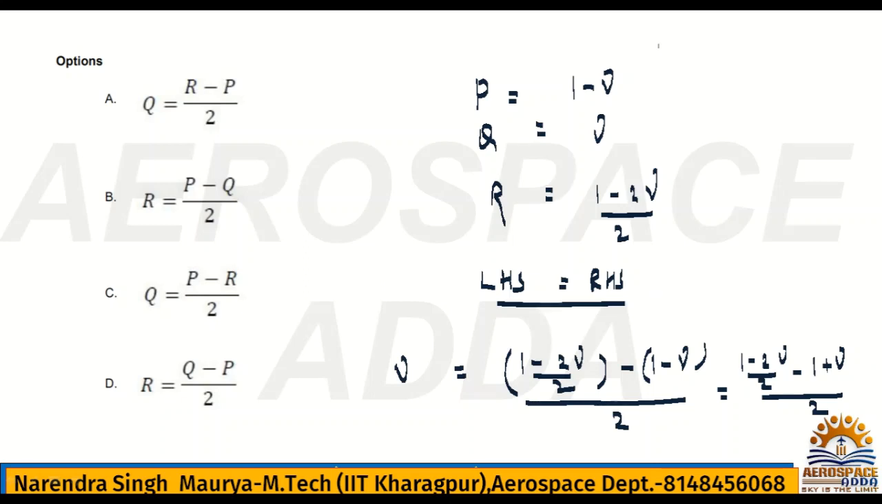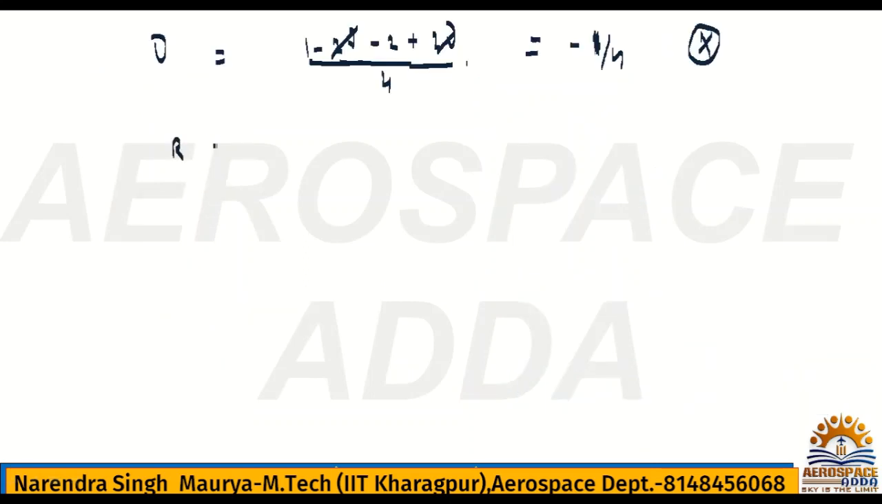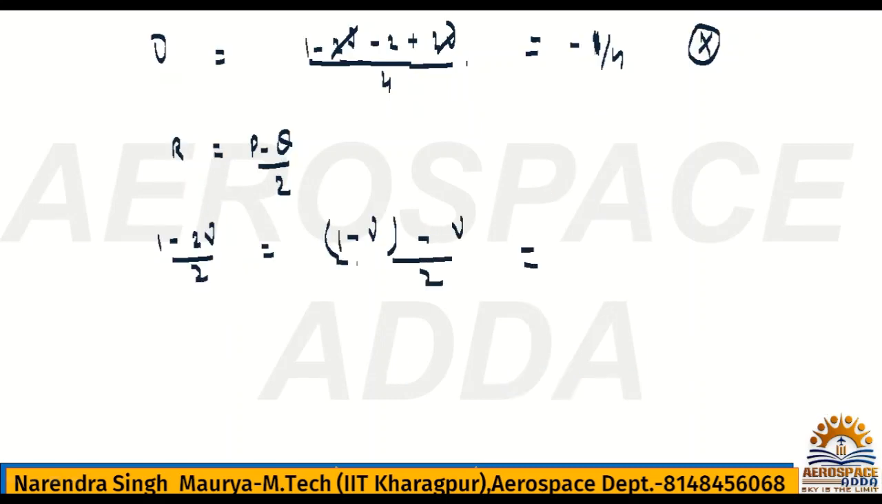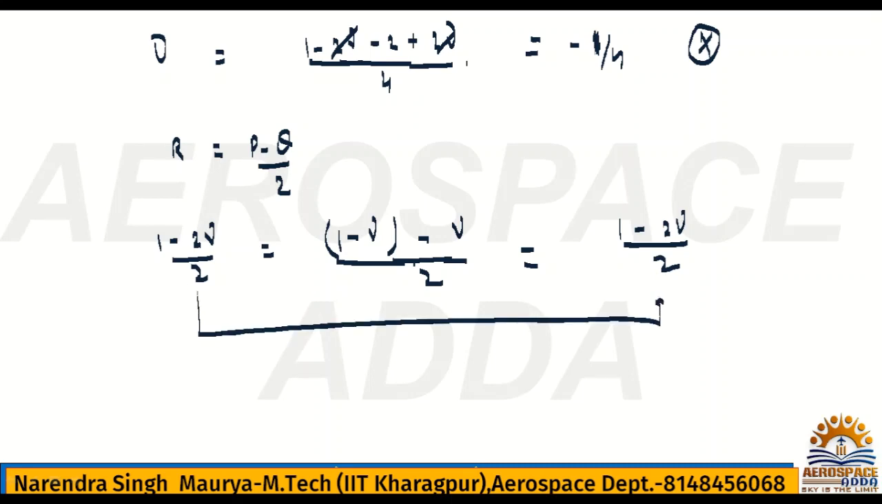Second option, R is equal to (P minus Q) by 2. What is R? R is (1 minus 2 nu). What is P? 1 minus nu. What is Q? It is nu. So (1 minus 2 nu) by 2. It is matched. LHS is equal to RHS, means this is correct.